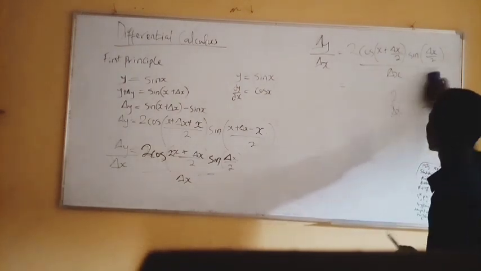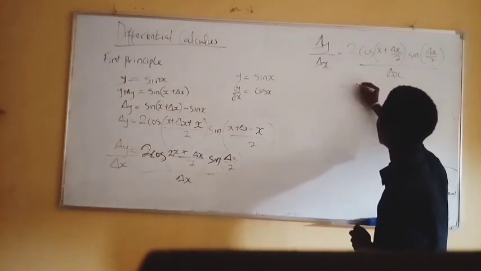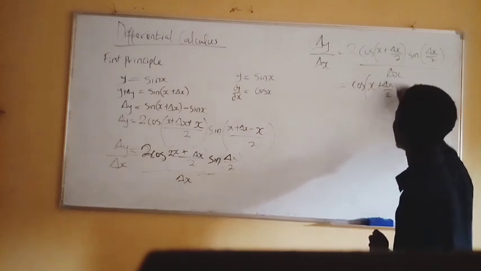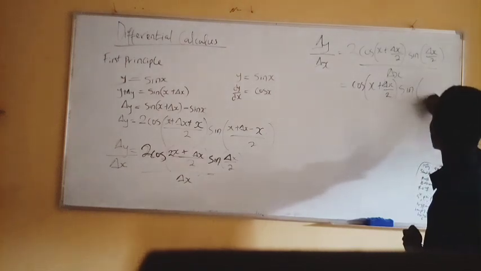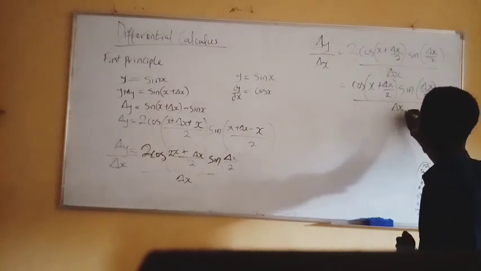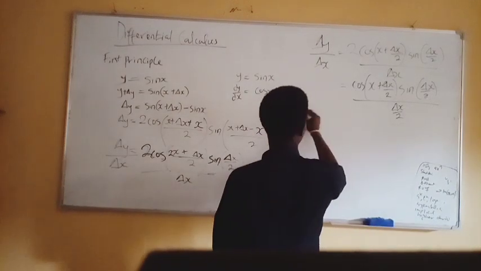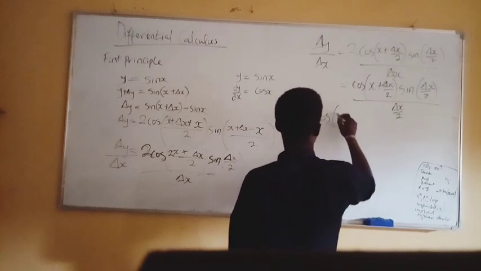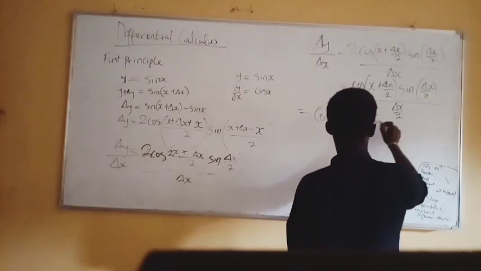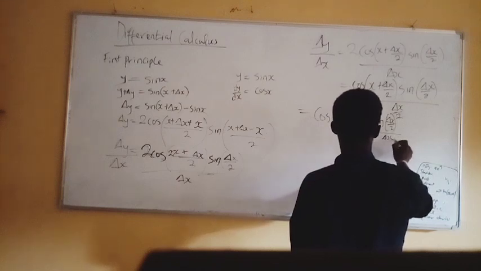So that becomes cos x plus delta x over 2, sine delta x over 2 over delta x over 2. So I can still make this cos x plus delta x over 2 multiplying sine delta x over 2 over delta x over 2.